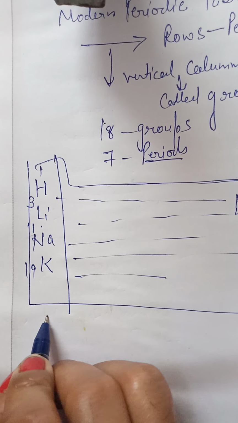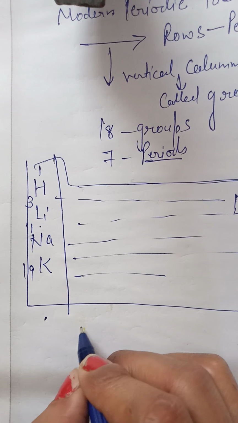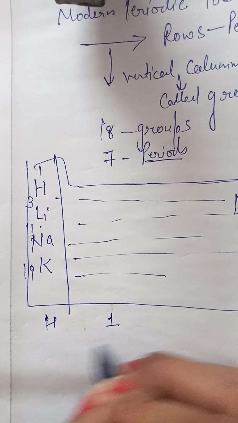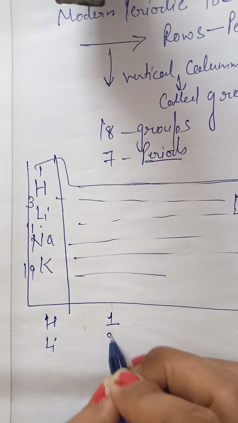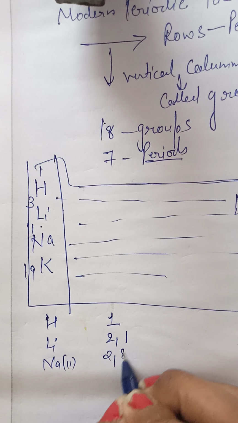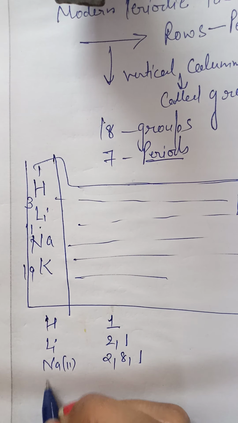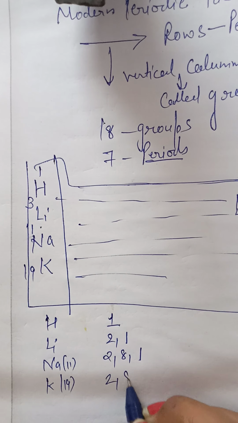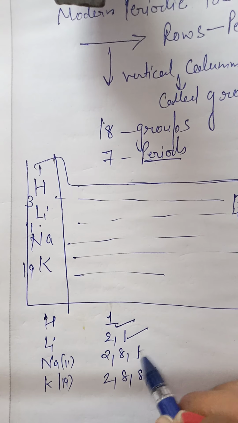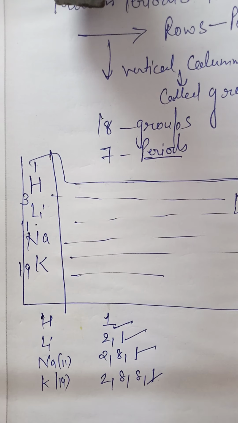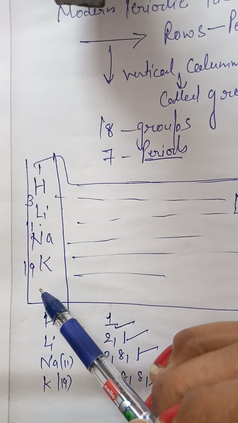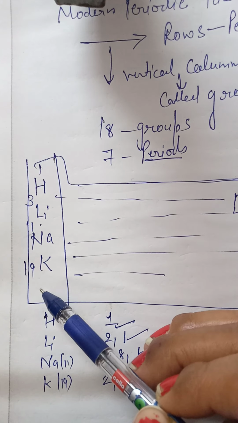Hydrogen is the element having atomic number 1, so its electronic configuration is 1 electron in the first shell. Lithium has atomic number 3, so its electronic configuration is 2, 1. Next is sodium, 11, so the electronic configuration is 2, 8, 1. Next is potassium, 19, 2, 8, 8, 1. What we observe here is that in the last shell only 1 electron is there, that is the valence electron, or the valence shell. So it shows that the properties of the first group elements are similar. They have the same valence electrons.